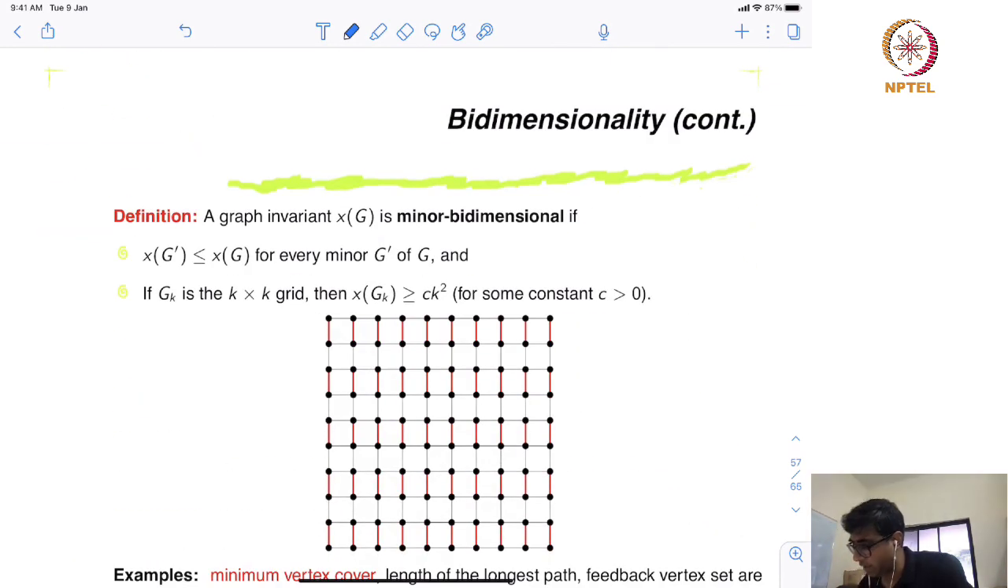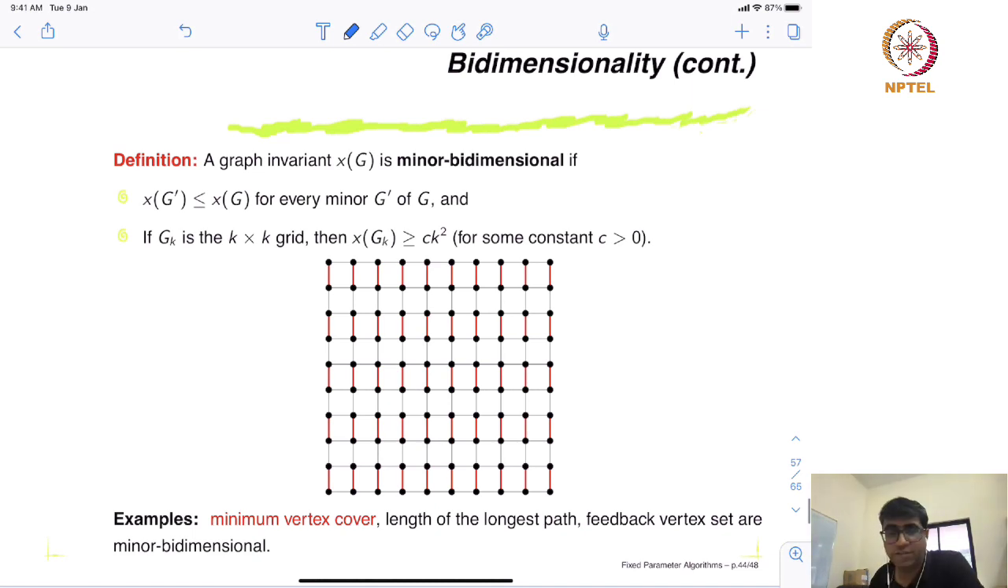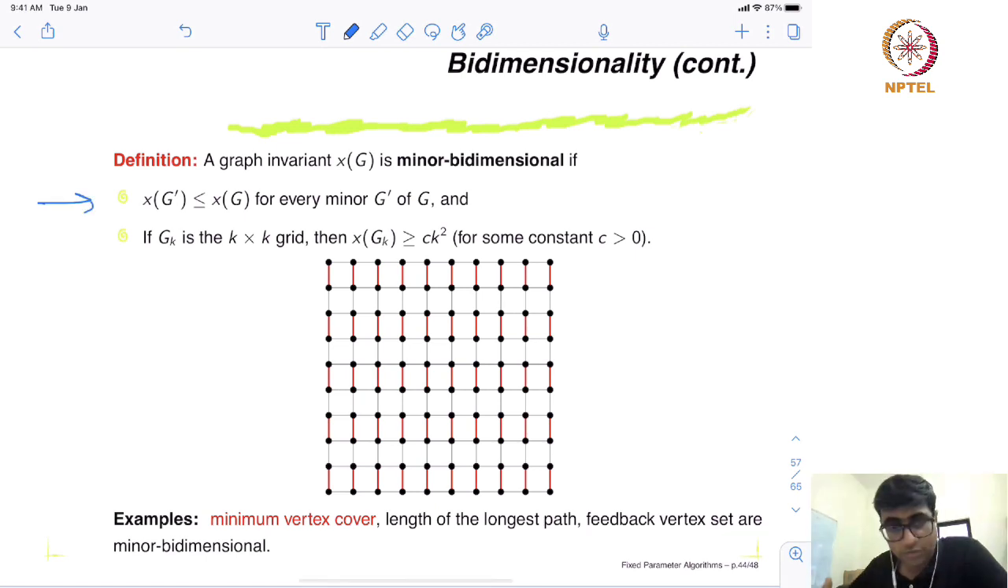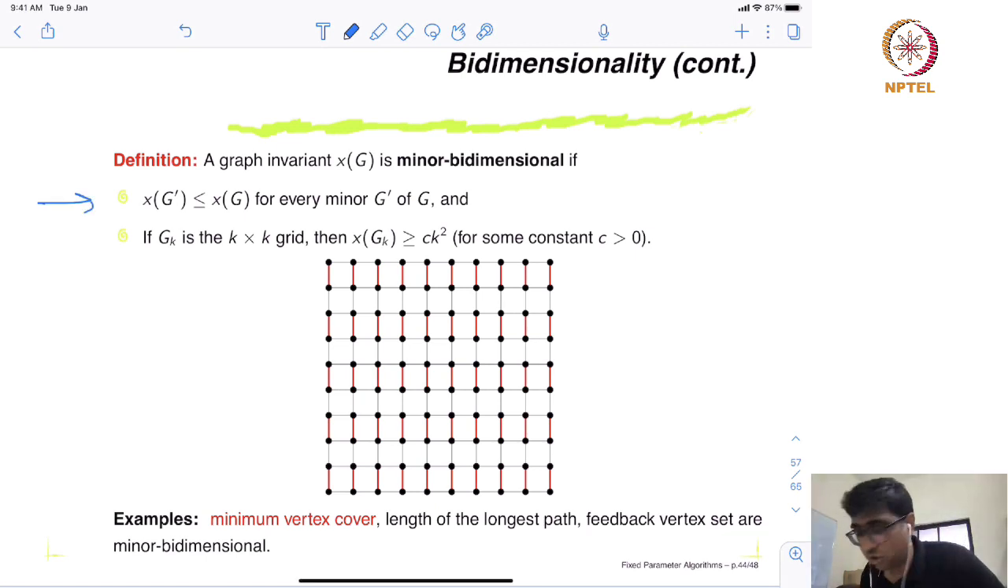So that defines a notion called minor bidimensional. What is minor bidimensional? The parameter, like the solution size, does not increase on taking a minor, and if you have a k times k grid, then the solution is at least C times k square. We already saw this for vertex cover.